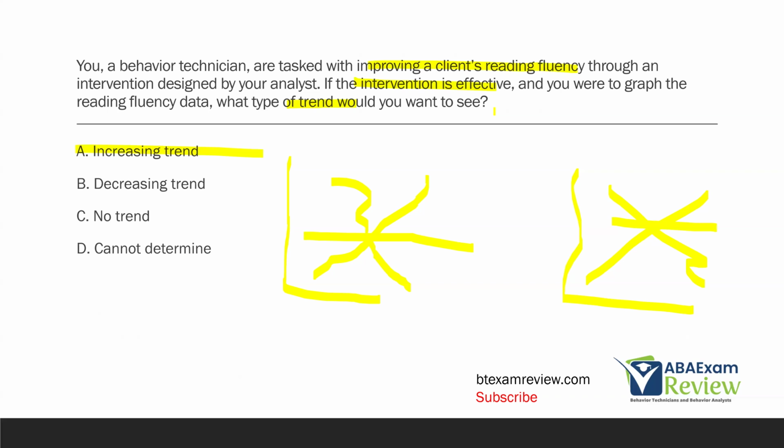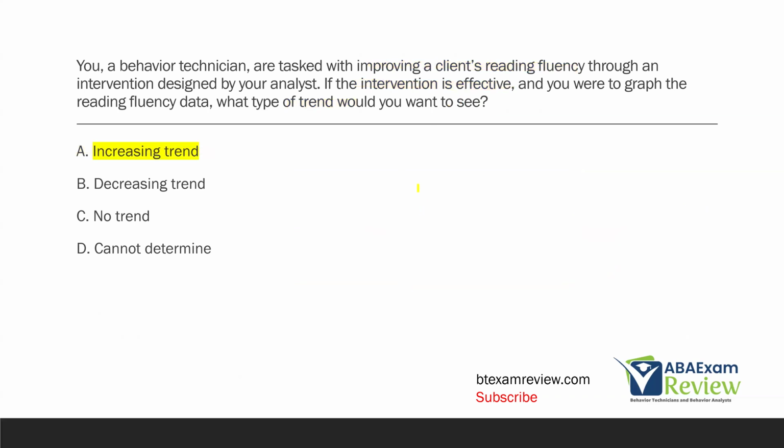B, a decreasing trend would imply the behavior is going down. Remember, this is a skill acquisition goal. We want that behavior to improve. And then no trend would mean nothing was effective. Nothing changed. So our answer is A. Yes, a lot of these questions, the answer was A. Don't make the silly mistake of thinking, well, I've chosen A 3 times in a row. It can't be that again. That doesn't apply to any exam, right? Pick the best answer, pick the right answer, move on.